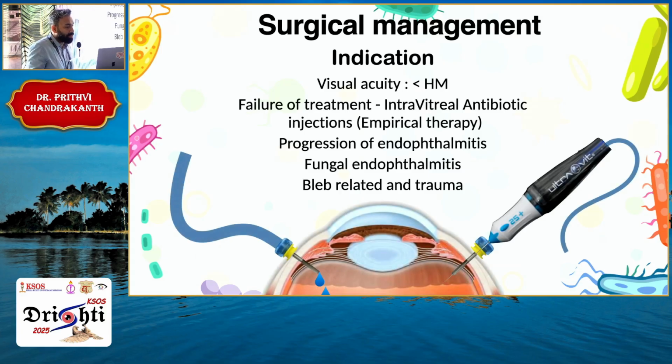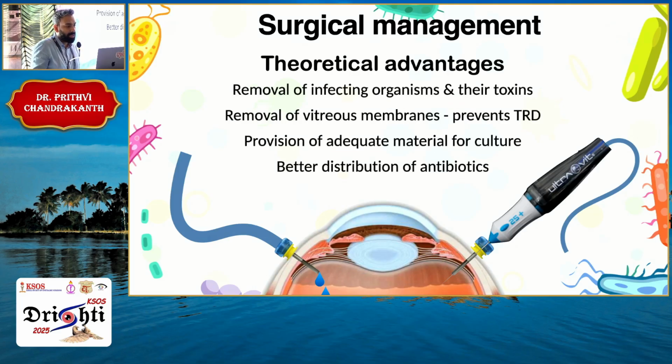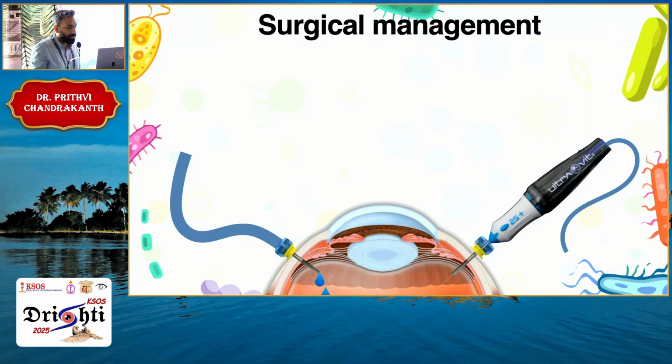Surgical management: if visual acuity is less than hand movements, or failure of intravitreal empirical therapy, or progression of endophthalmitis, fungal endophthalmitis, and blood-related and trauma cases can always be taken up for surgical management. The theoretical advantage is removal of infecting organisms and their toxins, removal of vitreous membranes prevents TRD, and provision of adequate material for culture, and better distribution of antibiotics also.